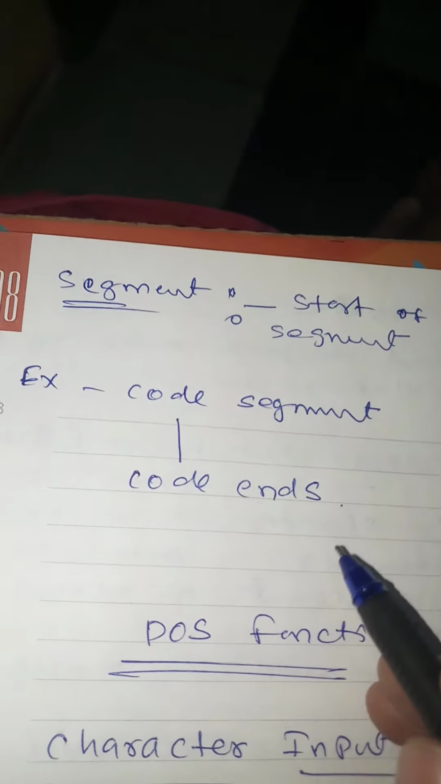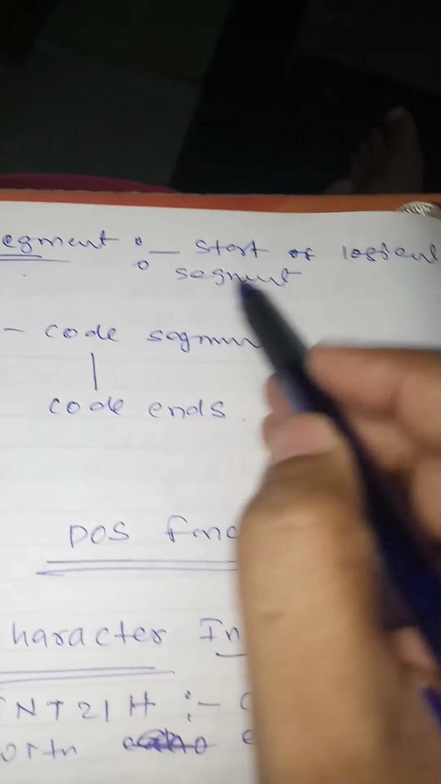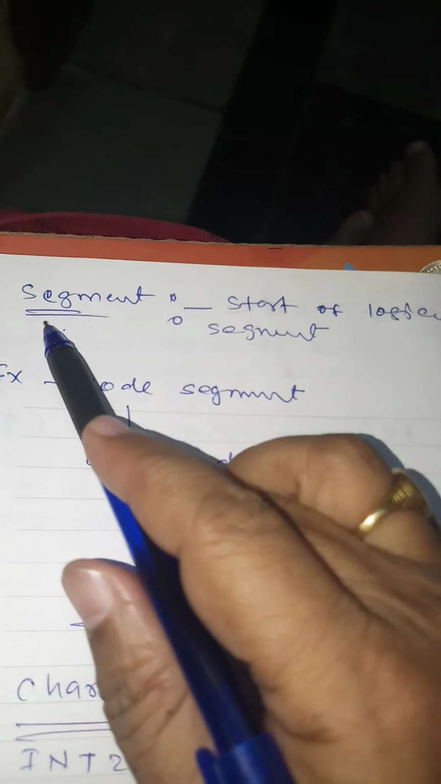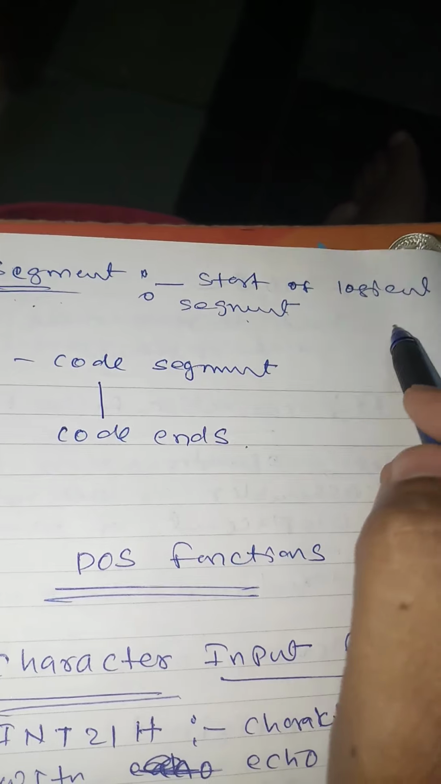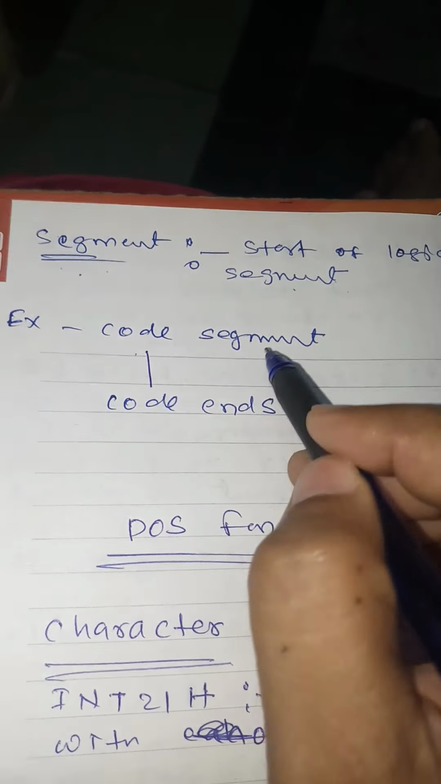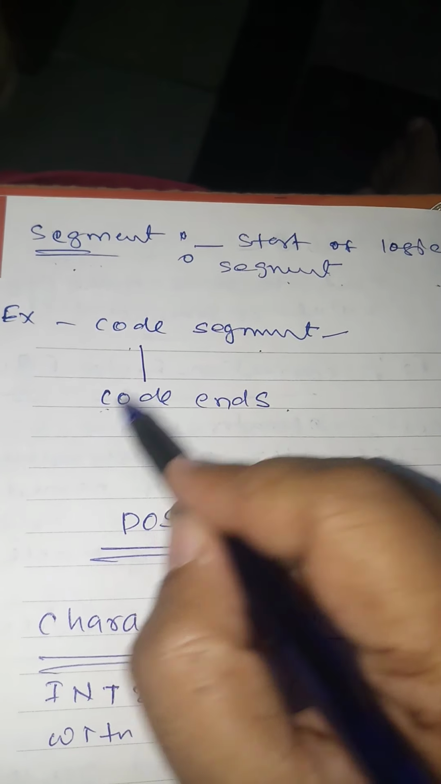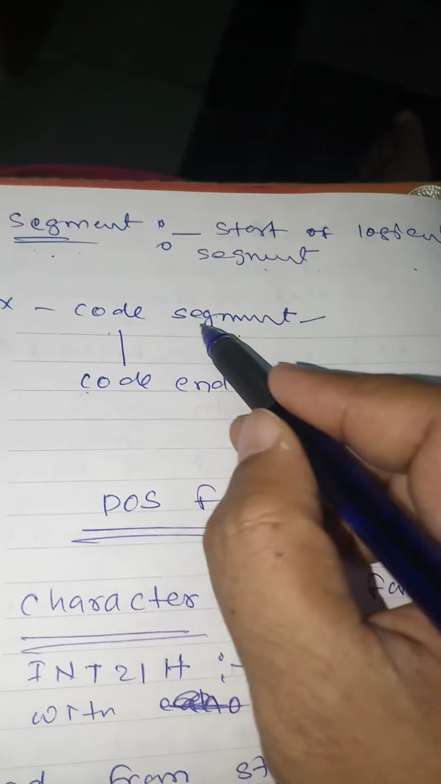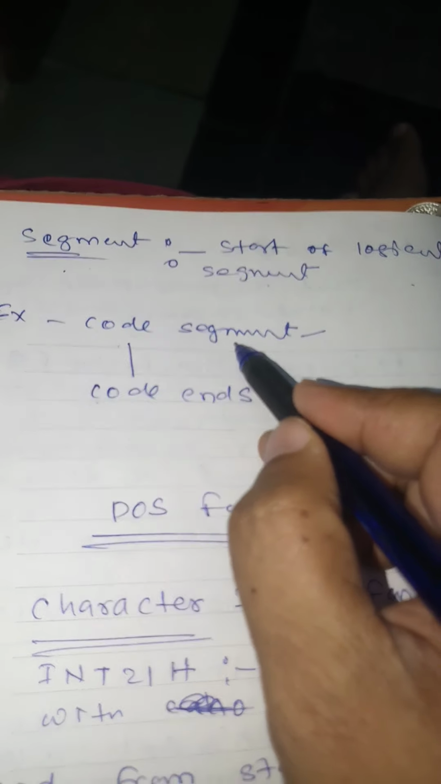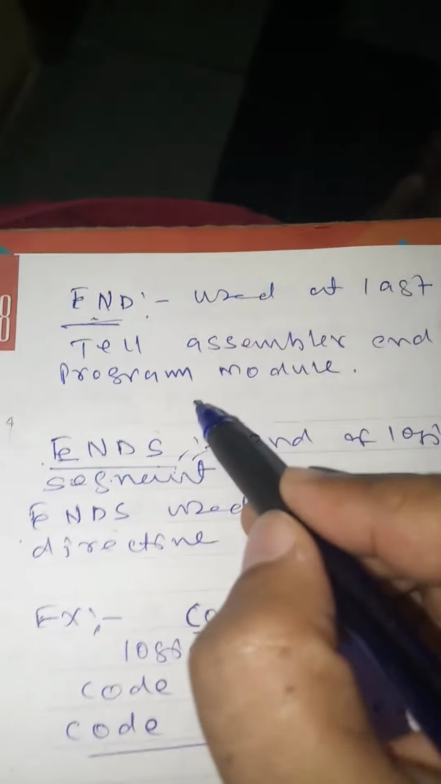Next, coming to one more directive, called segment. This directive marks the start of a logical segment. The example is a code segment. You might have seen code segment, and as I told, we have to terminate the code segment by using ENDS. I already explained the ENDS here.